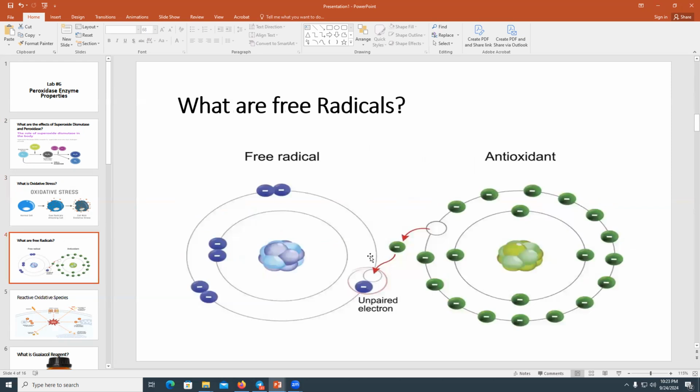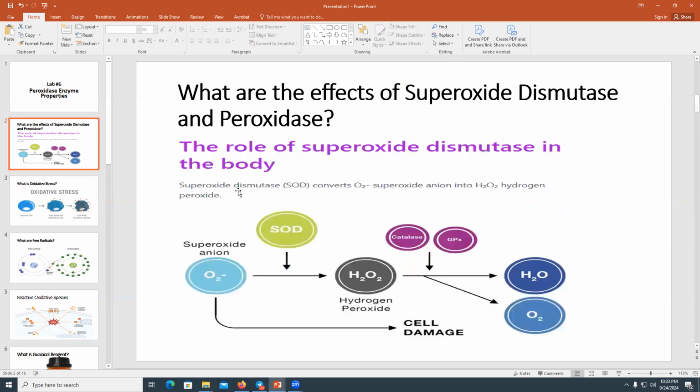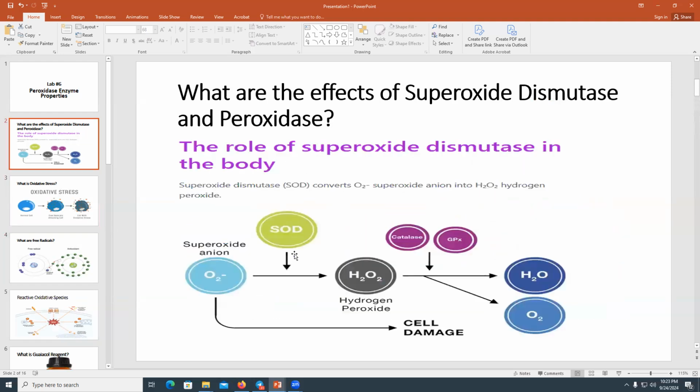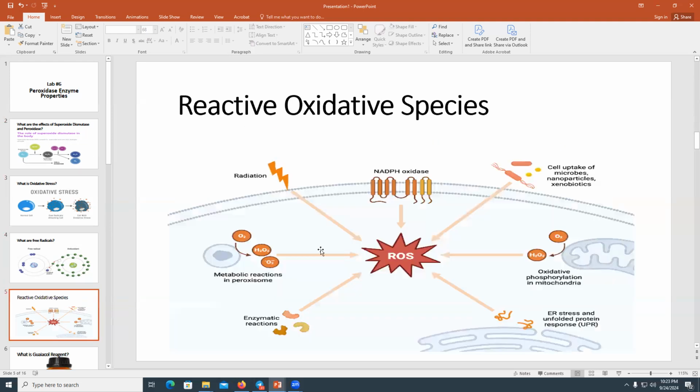So you have to understand that these free radicals are atoms that gain an extra unpaired electron. That unpaired electron in the superoxide anion is an example of a free radical. And free radicals increase, so we need antioxidants. These guys here, the superoxide dismutase, the catalase, the peroxidase, these are antioxidants. So we have to understand that reactive oxidative species are very dangerous.